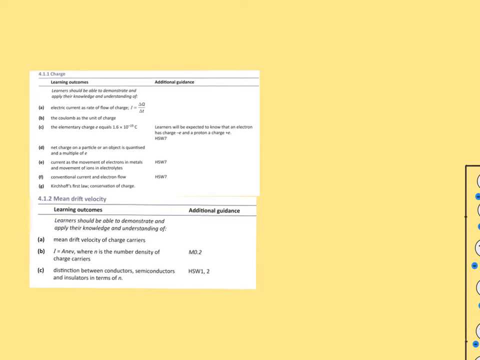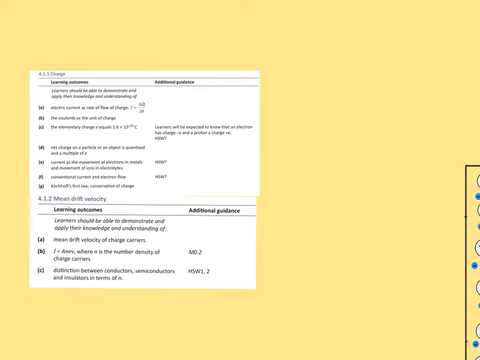Hello everyone. Today I'm going to start with the electricity topic in OCR. You can see from the specification on the screen that we have charge first. So the first topic that they start with in OCR is charge, basically how charge behaves. It has a whole chapter to itself, chapter 8.